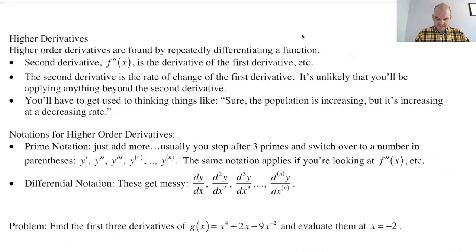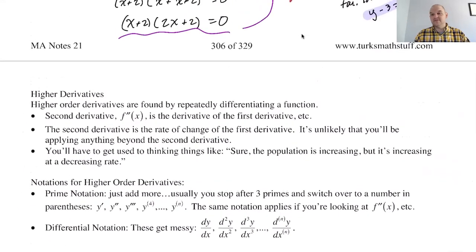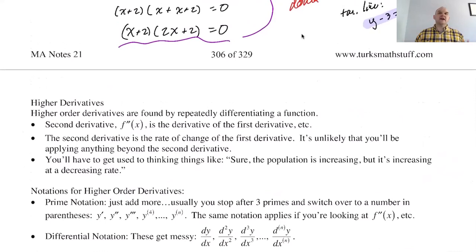One of the ways in which you'll see the second derivative working in the real world is the concept of increasing at an increasing rate versus increasing at a decreasing rate. So think of this scenario. Something is happening where in the first day you get 1,000 new cases of something. The next day there's 1,200 new cases. So the number of cases is increasing, but it's actually increasing at an increasing rate. There was 1,000, now there's 1,200, now maybe there's 1,500, then 2,000. It's increasing at an increasing rate.